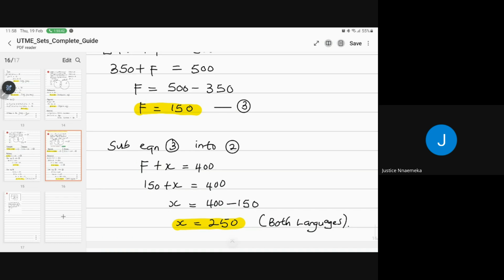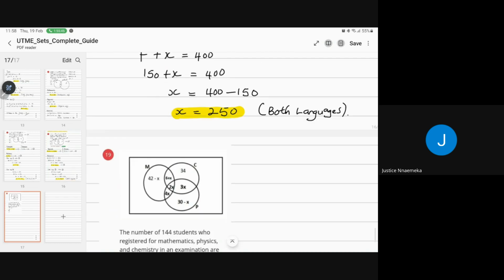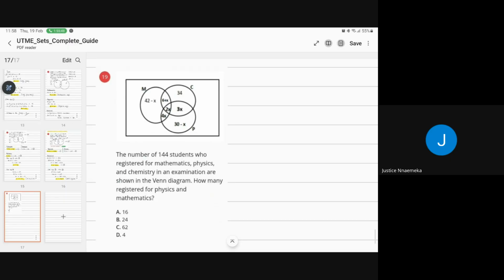Okay. So the next one says: in a number of 144 who registered for mathematics, physics, and chemistry in an exam are shown in the Venn diagram. How many registered for physics and mathematics? So now, what are we expected to do? We're going to get the equation for mathematics.